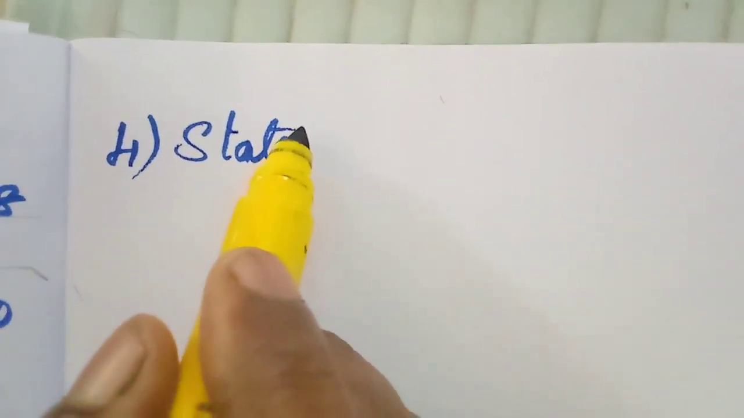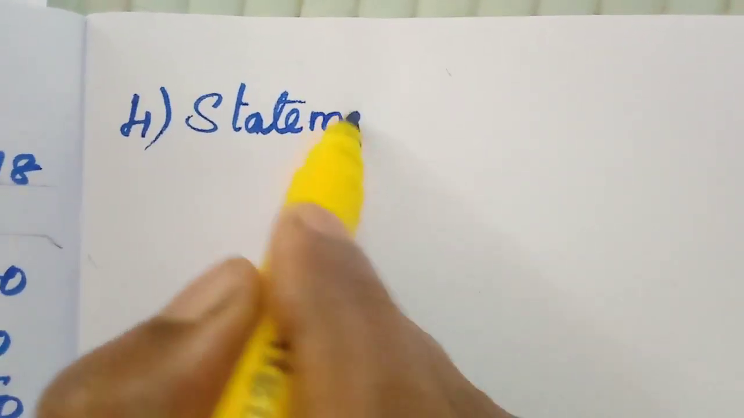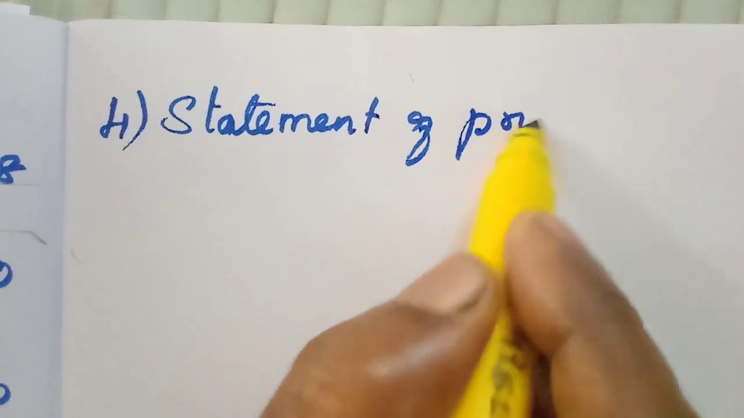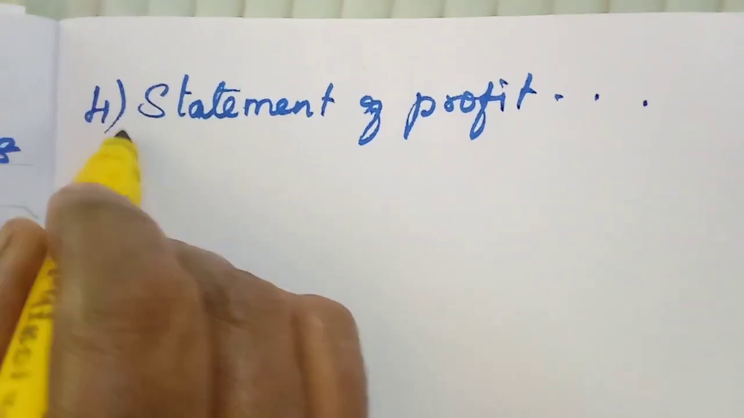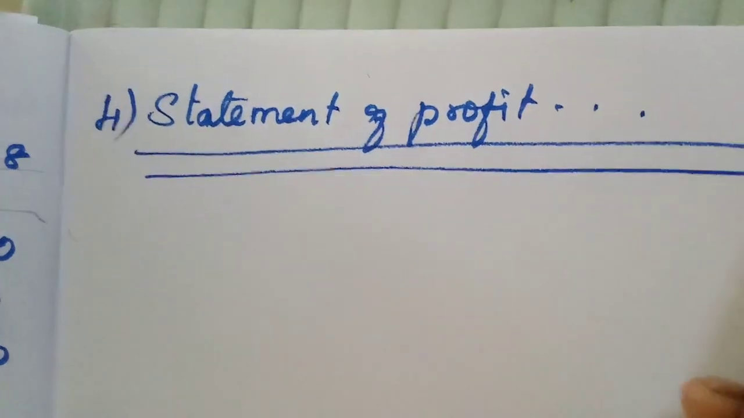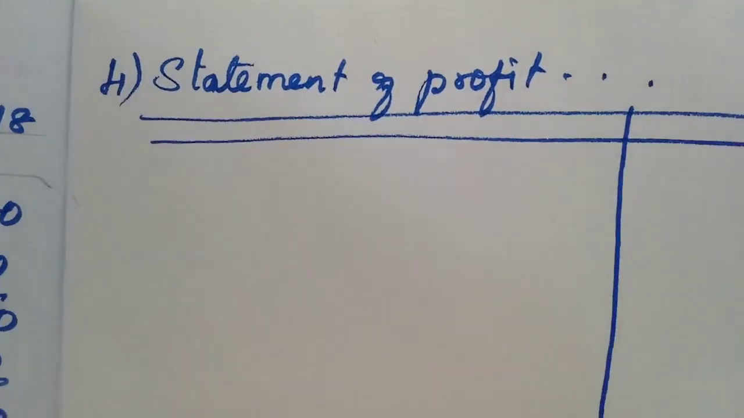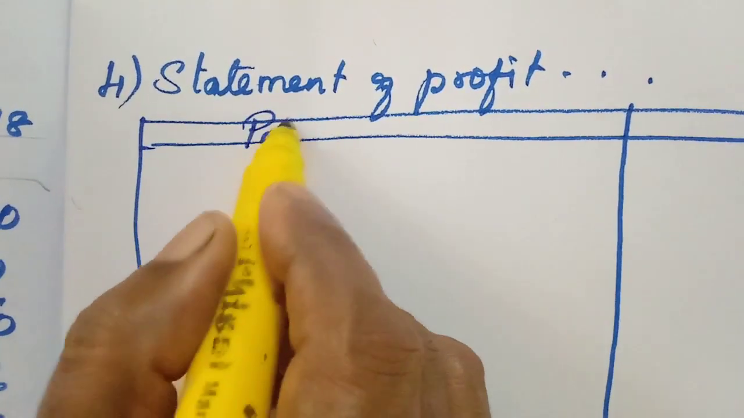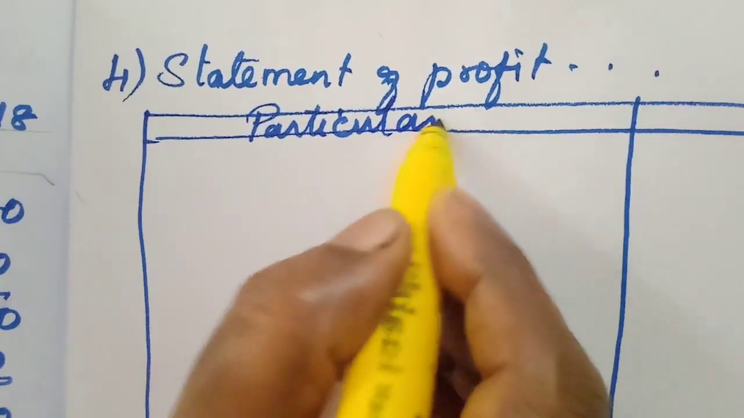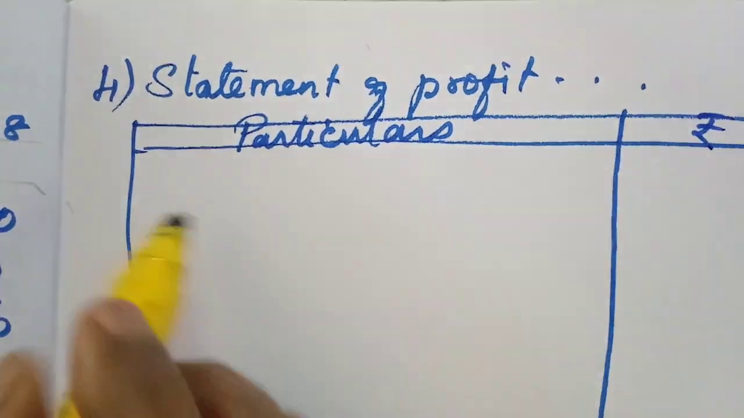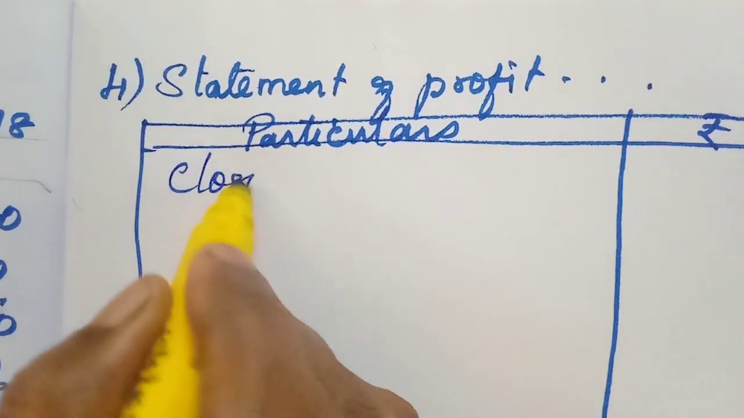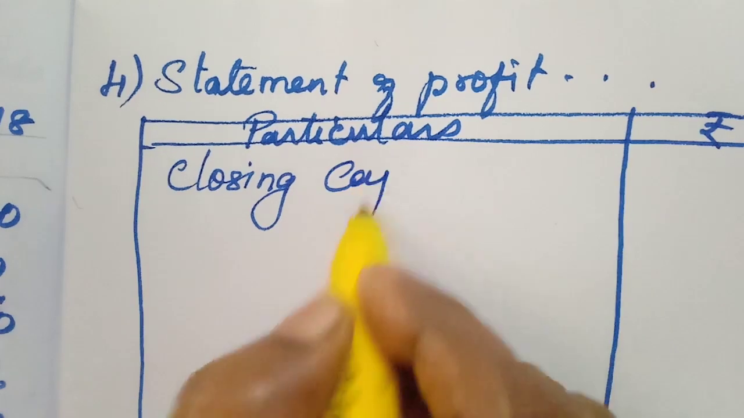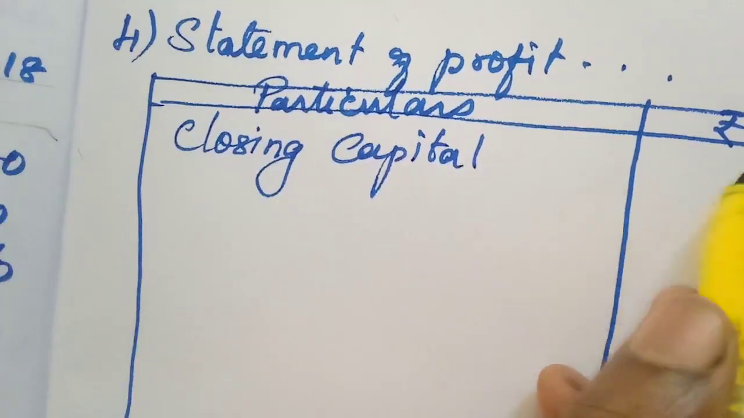First write the number 4. Heading, statement of profit for the year ended 31st December 2018. Statement of profit, you have to write, okay. Then draw the line. You have to use the scale and pencil, but I am showing without scale and pencil, okay. Particulars you have to write. Rupees symbol will do, okay. Then first, closing capital. What we do not know, the closing capital, so leave as it is.